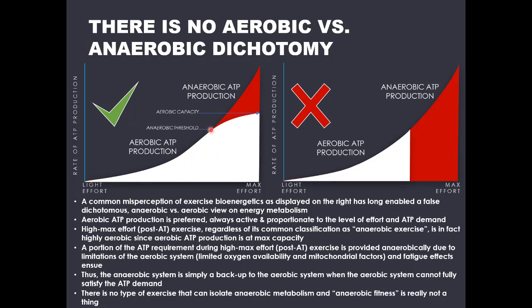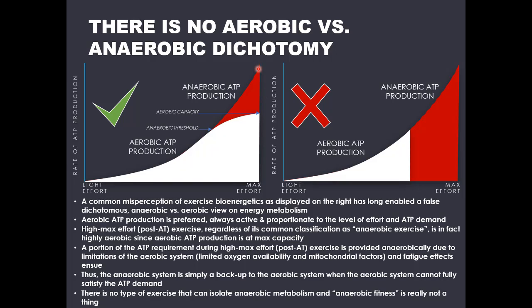So instead of using terms like aerobic exercise and anaerobic exercise to describe exercise, I rather use the term pre-anaerobic threshold exercise to describe exercise in which the ATP demand is fully satisfied by the aerobic system because there is sufficient oxygen availability to meet the oxygen demand to support aerobic ATP production. It does not require any anaerobic backup system to help satisfy some portion of the ATP demand that it cannot cover.